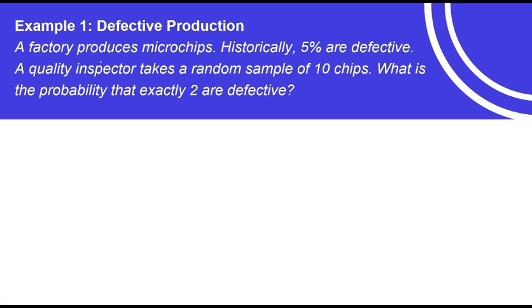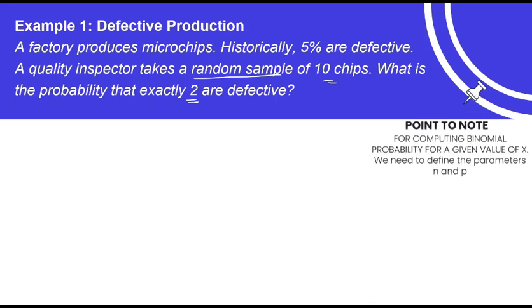This is a binomial problem. A factory produces microchips. Historically, 5% are defective. A quality inspector takes a random sample of 10 chips. What is the probability that exactly 2 are defective? When you are given all these things, first we have to find out what is available to us from the question. Second, in the back of our mind, we need the parameters for computing, that is n and p. Then we can find the probability for a particular value of x.